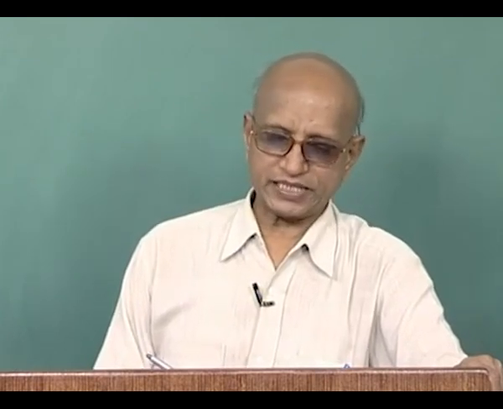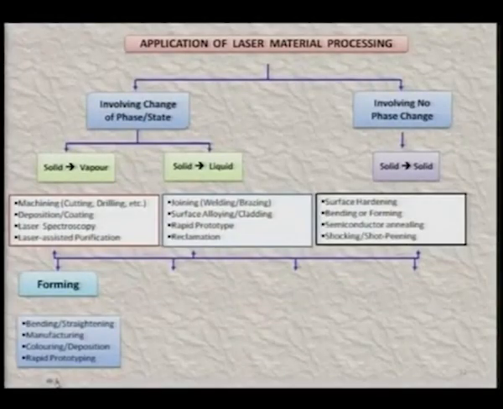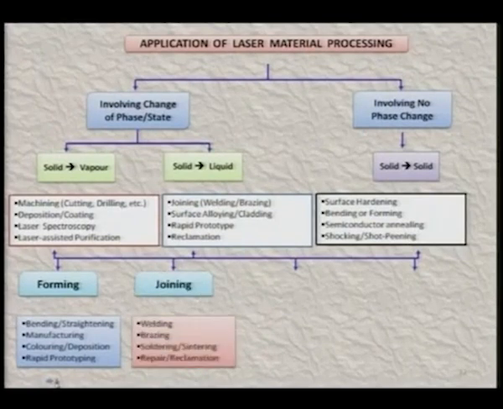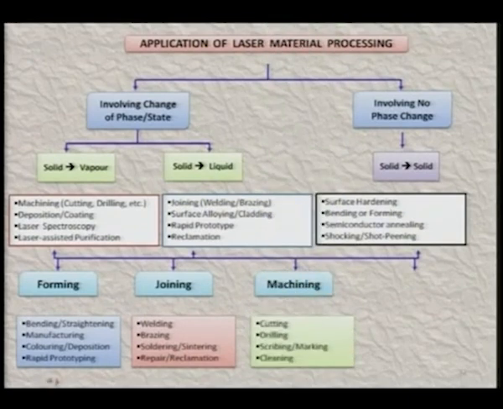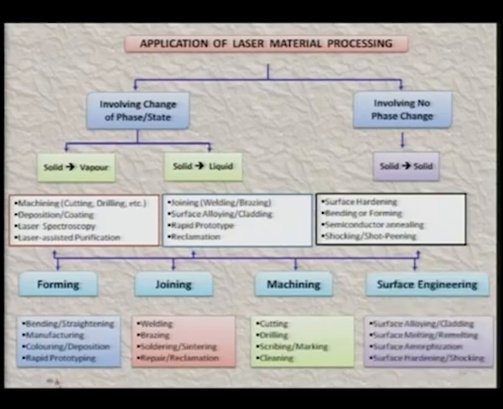Manufacturing, various applications I have already mentioned, coloring, deposition, rapid prototyping. Then joining processes includes welding, brazing, soldering and sintering, repair or reclamation. In machining, there are various applications like cutting, drilling, scribing, marking, cleaning. And finally, surface engineering includes surface alloying or cladding, surface melting, remelting, surface amorphization, surface hardening, shock peening.